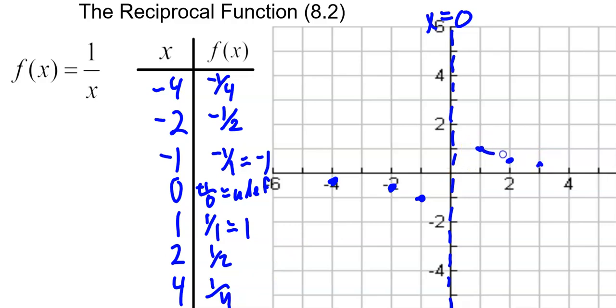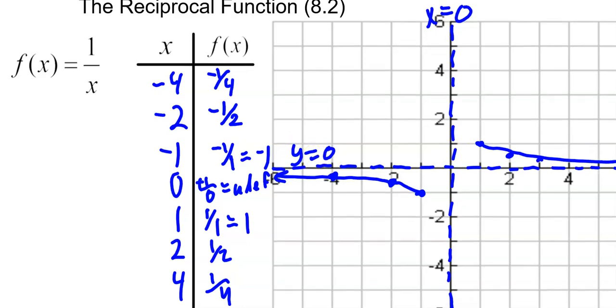You can probably see this graph is getting smaller, kind of approaching an asymptote in that direction. Same thing here. It's approaching an asymptote, and that asymptote will be at y equals 0. So there's two asymptotes for this graph. There's one at y equals 0.